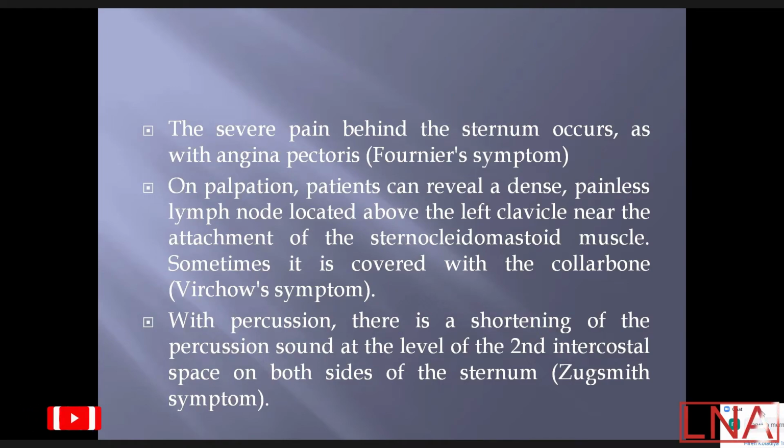In the early stages of the disease, clinical manifestations are not pronounced. However, with progression of the oncological process, they become more noticeable and are characterized by increased general weakness, weight loss, a change in the nature of pain, and decreased gastric acidity. It is possible that severe pain behind the sternum occurs, as with angina pectoris. On palpation, the doctor can reveal dense, painless lymph nodes located above the left clavicle near the attachment of the sternocleidomastoid muscle. This is Virchow's syndrome.